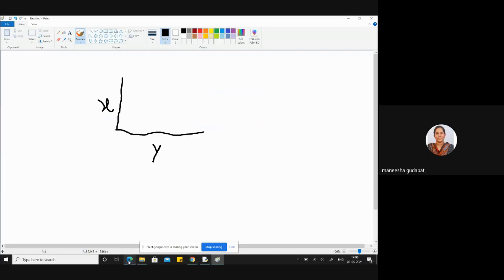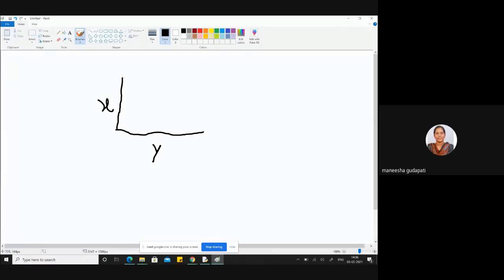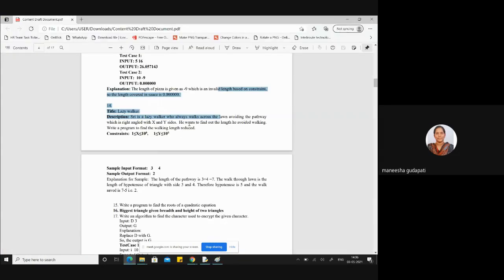What Sri is doing, he was walking across the lawn avoiding the pathway. Let's consider this is a lawn. In this lawn, x and y are the sides, the x side and the y side. But he starts walking from this side to the other side in a cross way. Now what they are asking you to do is find the length he avoided walking.